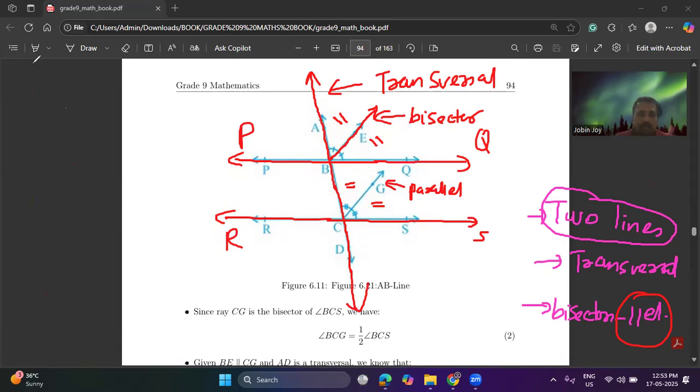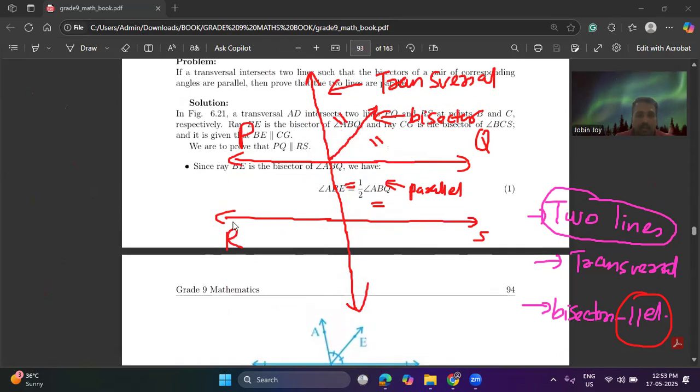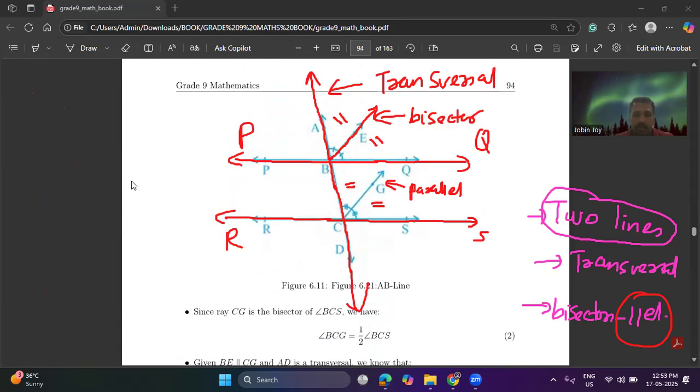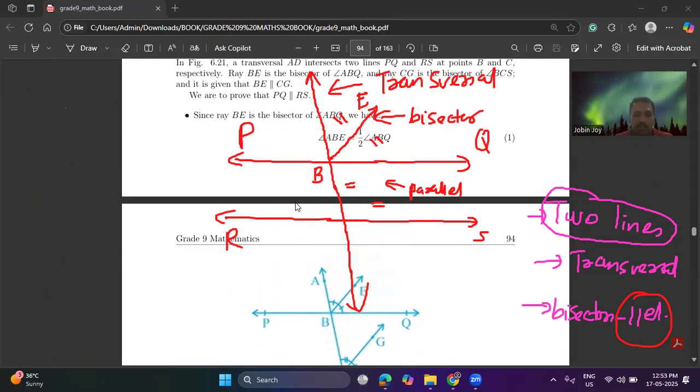So we will start with the ray BE. This is B, this is E, and this is A. So what is angle ABE?